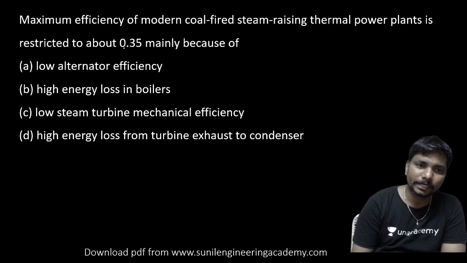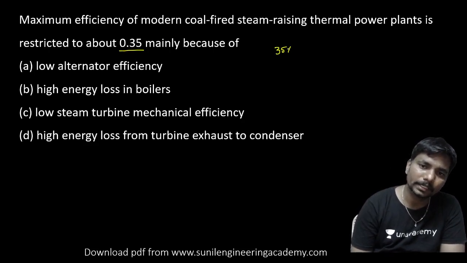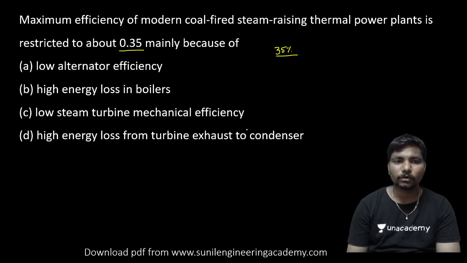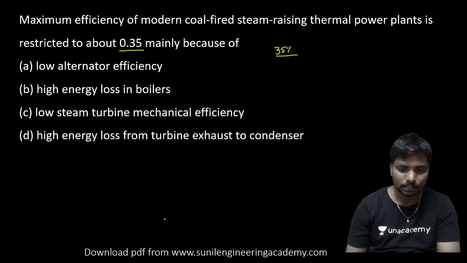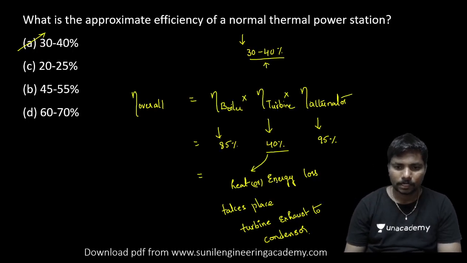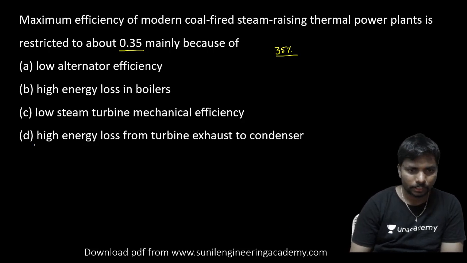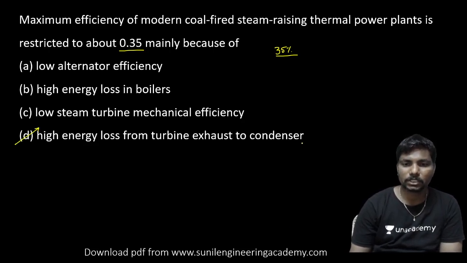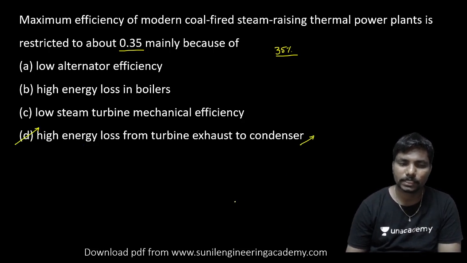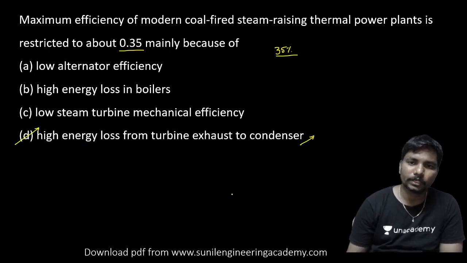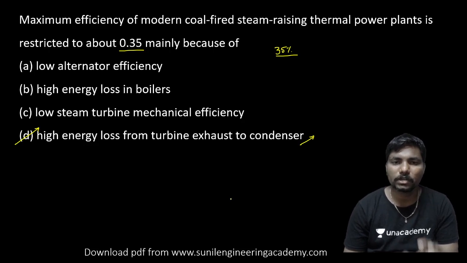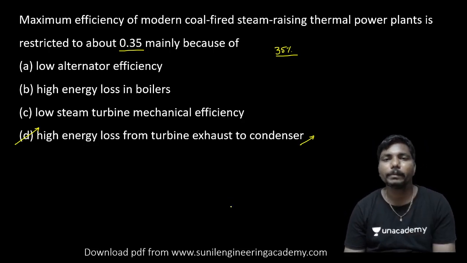Why it is limited to 0.35, that means 35%, or 30 to 40%. Just now I have given the reason. Heat or energy loss takes place from the turbine exhaust to the condenser. So here they have given option D, high energy loss from turbine exhaust to condenser. So you can give the answer as option D. Very important question. All these questions are very important and very repeated. Okay.